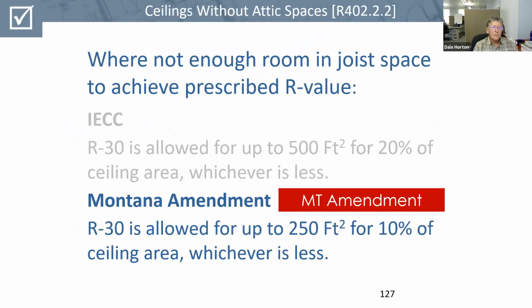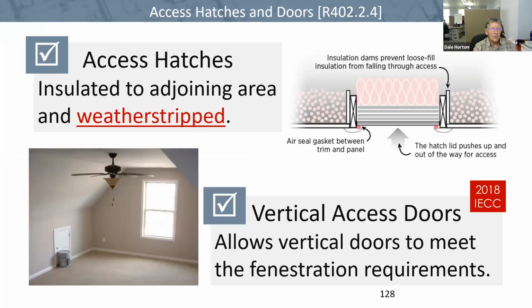So if there's not enough room in a joist space for the prescribed R value in a roof condition, then Montana allows R30 for up to 250 square feet or 10% of the ceiling area. So if you've got a unique situation where there's a small area that you can't get the required R38 or R49, depending on whether it's continuous, then you can have this exception, which is different than the IECC, which allowed twice the area in terms of this exception.